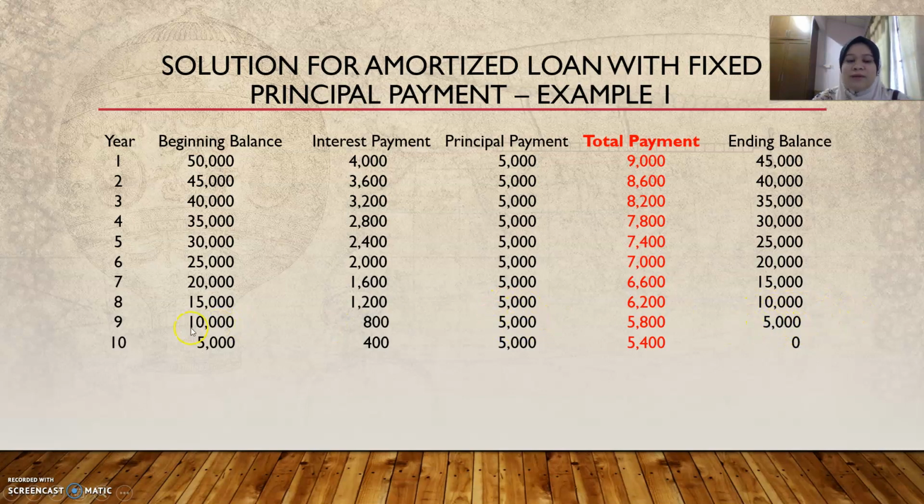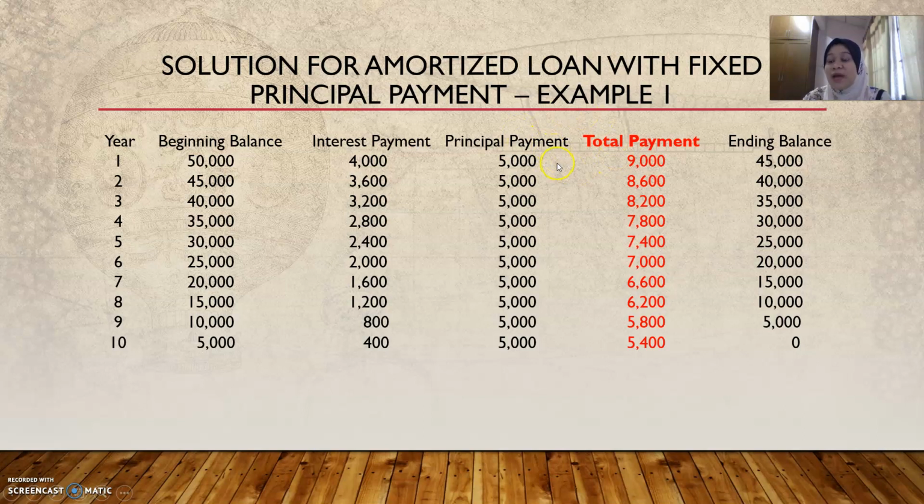So 5,000 will become the beginning balance for the last year, which is the 10th year. And then times 8%, you get 400, plus the principal payment, which is 5,000. So the total payment will be 5,400. And this figure, 5,000, the beginning balance minus the principal payment, will give you 0. So you know that at year 10 your loan will be settled. Okay, alright, that's how you're going to solve the amortization problem.